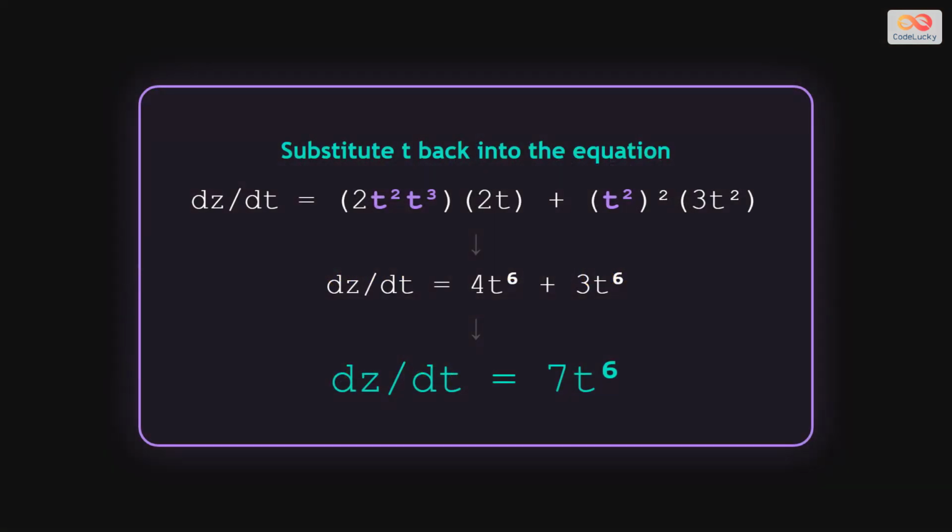The expression is currently in terms of x, y, and t. To finish, we replace x and y with their definitions in terms of t. After simplifying the algebra, adding 4t to the 6th power plus 3t to the 6th power, we get our final answer, 7t to the 6th power.